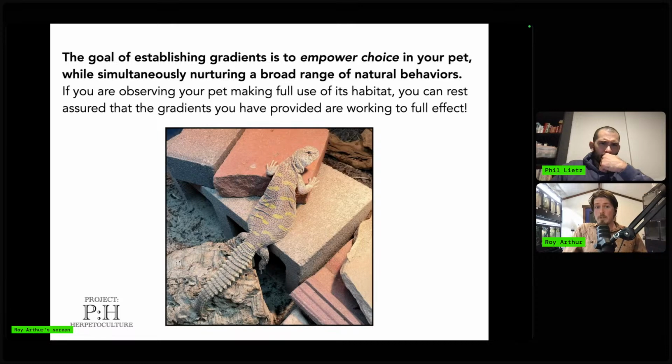So the goal of establishing gradients, again, is to empower choice in your pet while simultaneously nurturing a broad range of natural behaviors. If you're observing your pet making full use of its habitat, you can rest assured that the gradients you have provided are working to full effect. And here, again, we have another beautiful Uromastyx ornata as part of Phil's group.